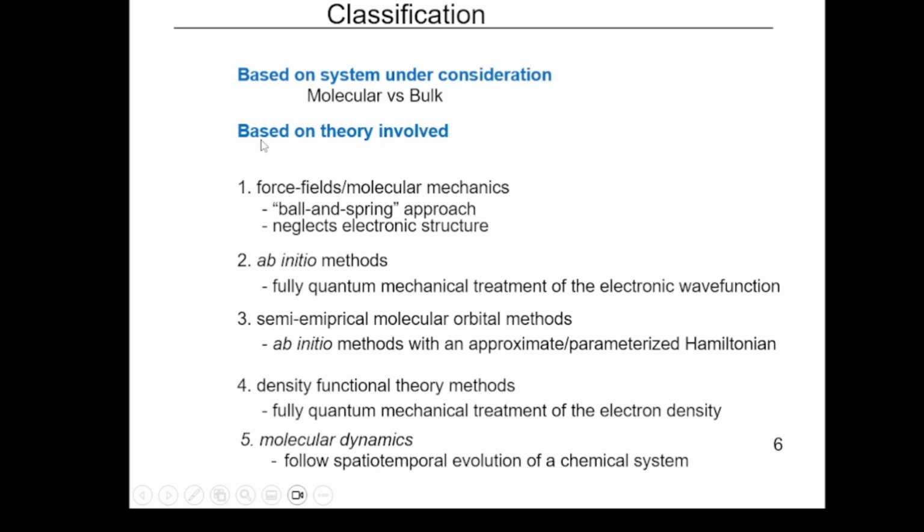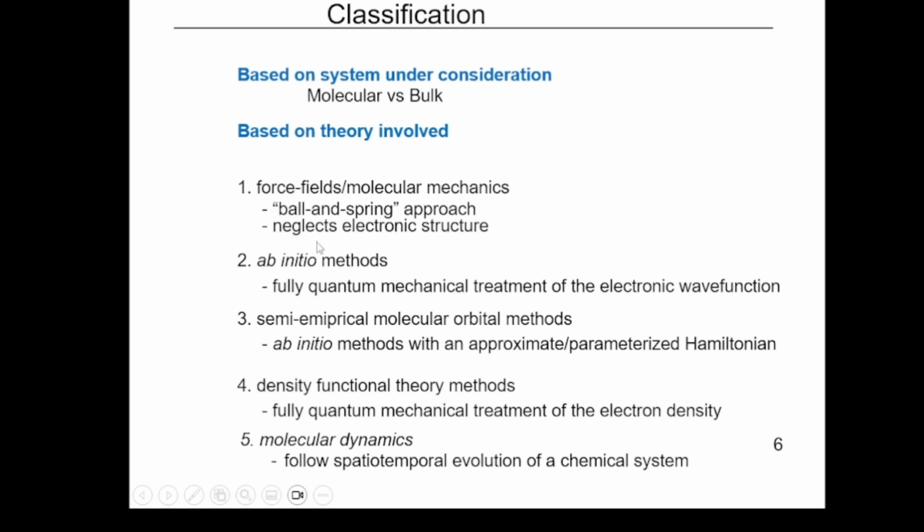When you talk about classification of methods in computational chemistry, or in other words, based on theory involved, the methods can be categorized into these 5 most common categories. The first one is force field or molecular mechanics, which is based on ball and spring approach, or in other words, it is called classical mechanics. In this case, atoms are treated as balls, and the bond between them is treated as a spring. Now you can see in ball and spring approach, there is no electronic structure. So these methods ignore the electronic structure.